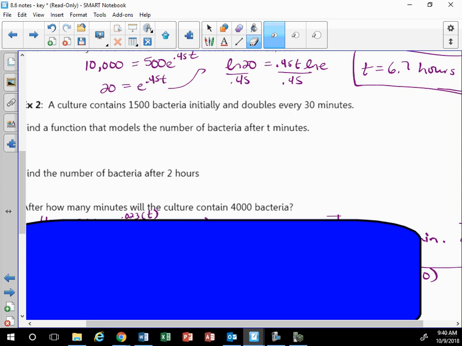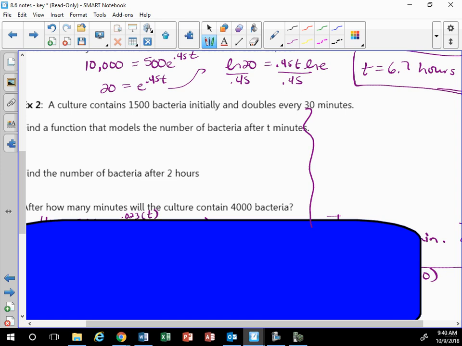This time we are told a culture contains 1,500 bacteria initially, and it doubles every 30 minutes. Okay, you don't really have the rate. We know it doubles, but it doesn't double every hour, so we can't really just put that in as our rate. So we have to think about finding that K from the formula first. So off to the side over here, I'm going to do a little work.